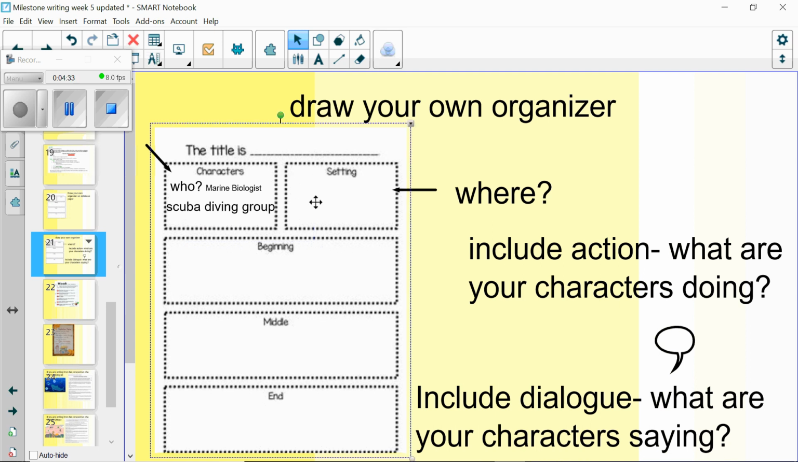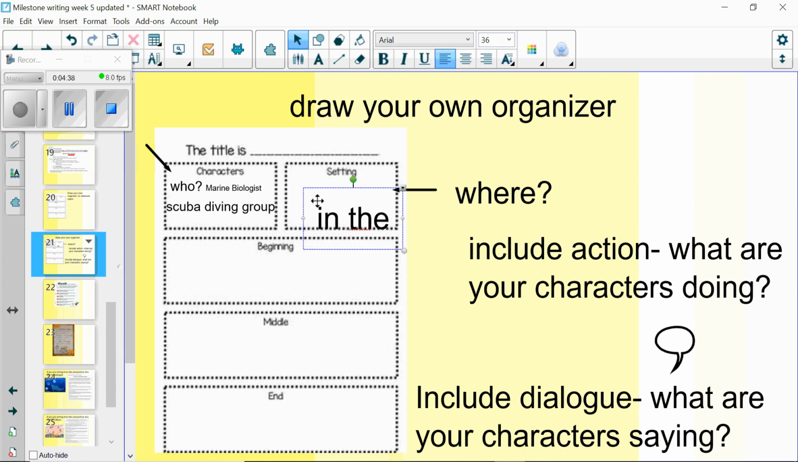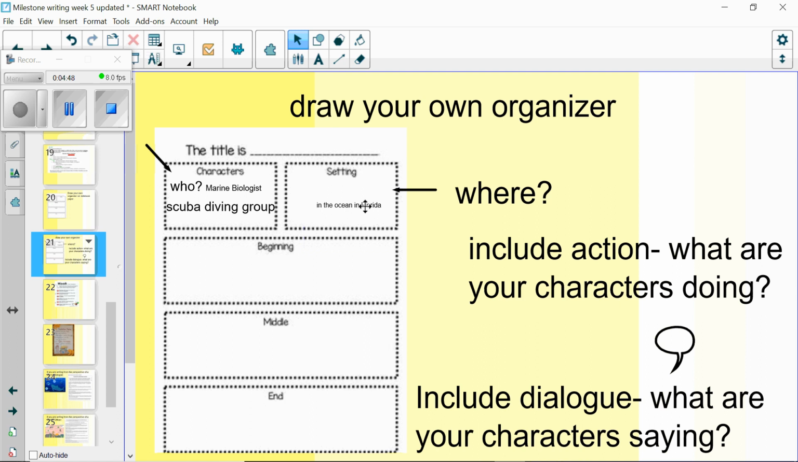Well, what would the setting be? Where would it take place and when? In the ocean in Florida. So you're just going to be writing this out, getting your thoughts organized. Now, in the beginning, we need our readers to understand where this is taking place and who's in the story. So you want to make sure as you're planning this out, you can just do little bullet points. You can do little lines just to get some thoughts down.